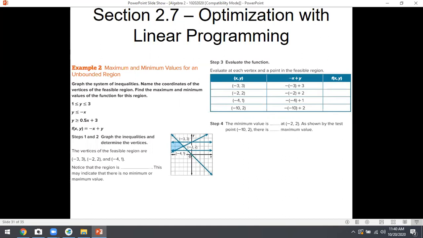Example number 2 right out of your book says that y is between 1 and 3. Second equation says that y is less than -x. Equation 3 is y is greater than or equal to, and I'm going to change that 0.5 to a half because I like fractions, plus 3. And this time, the function that we care about maximizing or minimizing is given by -x plus y.